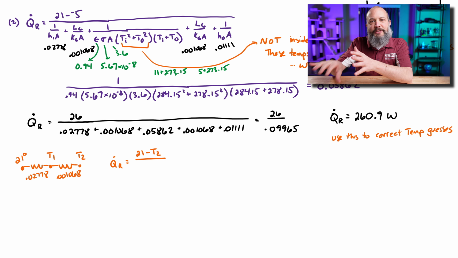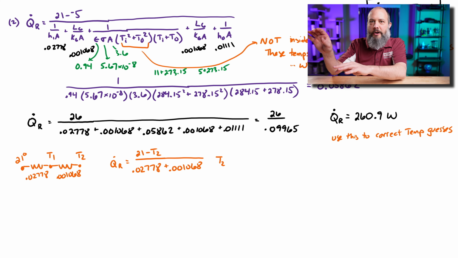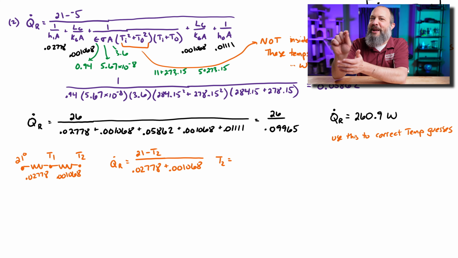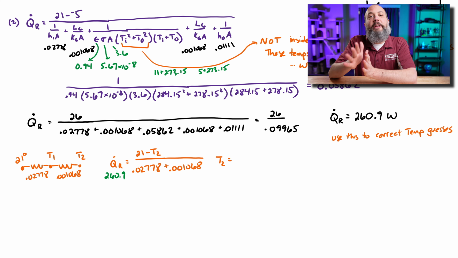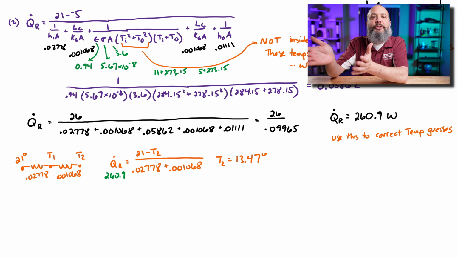And so this time, instead of solving for R or Q, I'm using my known Q and my known values for R to solve for this temperature at the inner surface of the inner pane of glass. And I get 13.47. So instead of a 10-degree drop, it was only actually like an 8-degree drop.